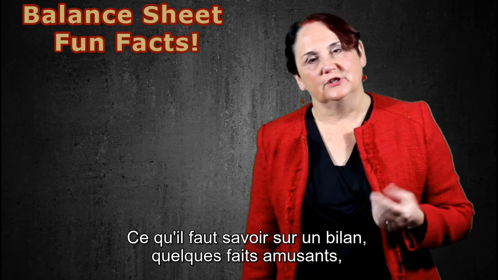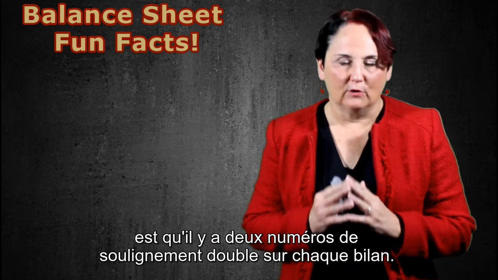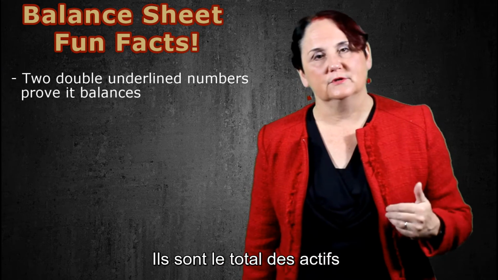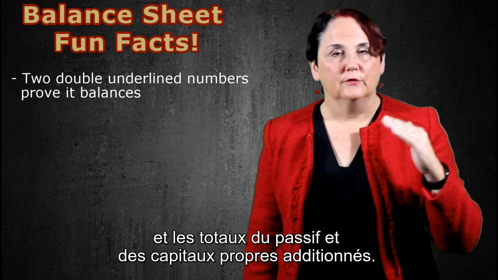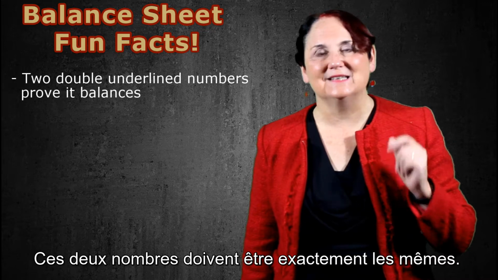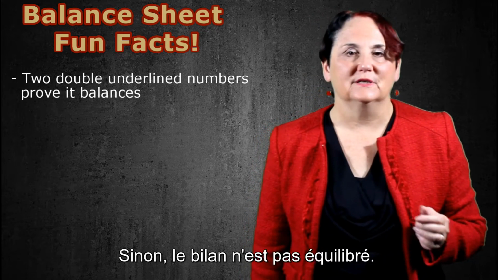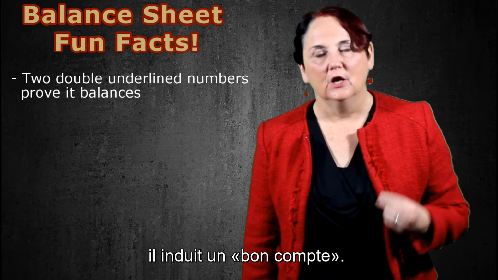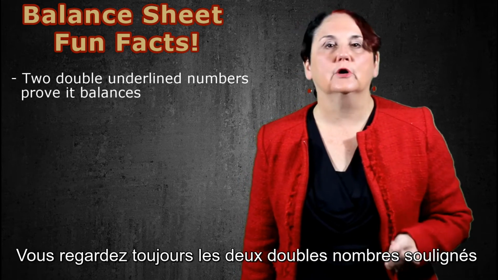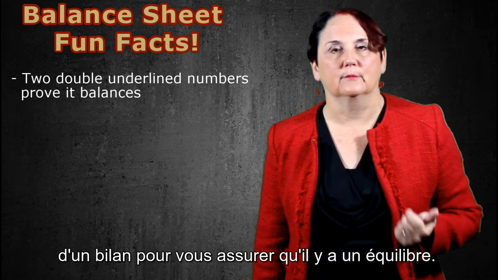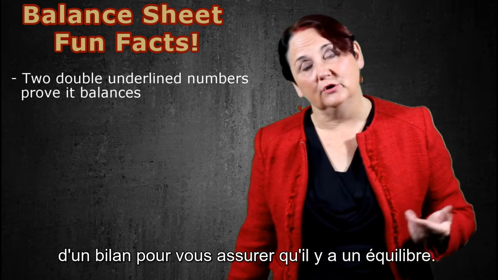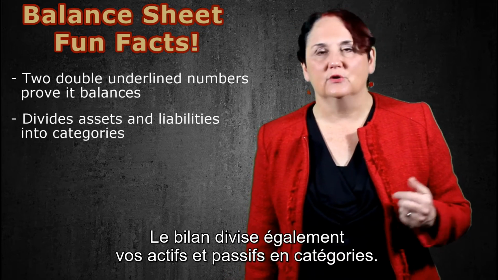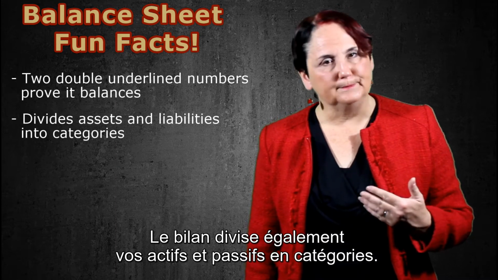The thing to know about a balance sheet, a couple of fun facts, is that there are two double underlined numbers on every balance sheet, and they are the total of the assets and the total of the liabilities and equity added together. Those two numbers have to be precisely and exactly the same. Otherwise, the balance sheet doesn't balance. And as you can probably tell from the word balance sheet, it's supposed to balance. So you always look at the balance sheet's two double underlined numbers first to make sure it balances. Because if it doesn't, you don't need to waste any more time looking at it because it is, in fact, wrong.